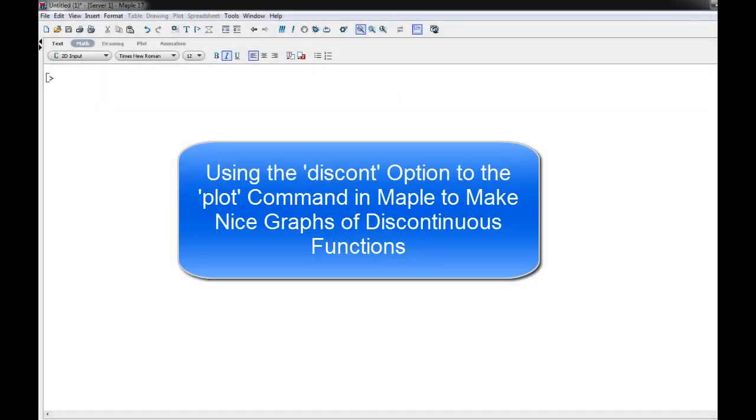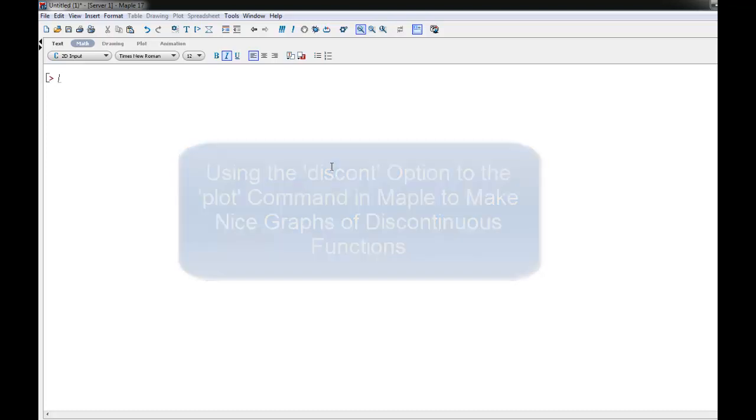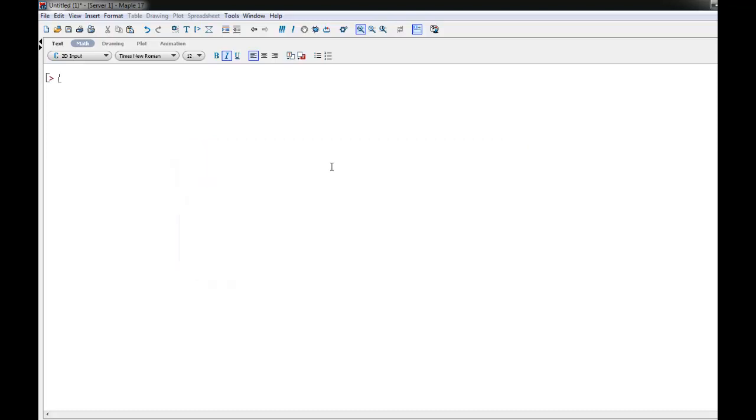Today we're going to look at the discont option for Maple's plot command, which is a very useful option when you're trying to make nice looking graphs in Maple for functions that have discontinuities. So let's start with a function that has a really obvious sort of discontinuity, a function that has a vertical asymptote. So let's use the function g of x.